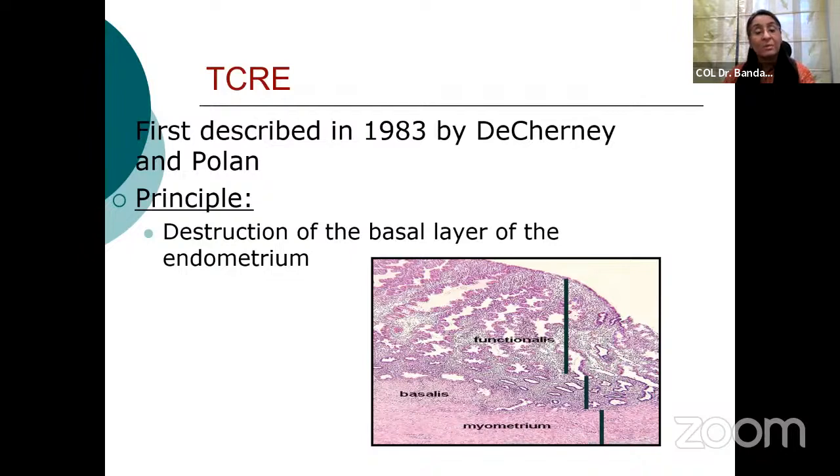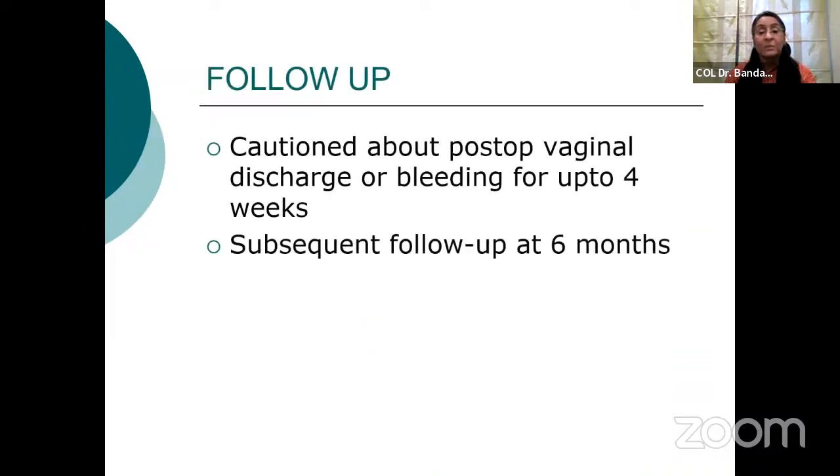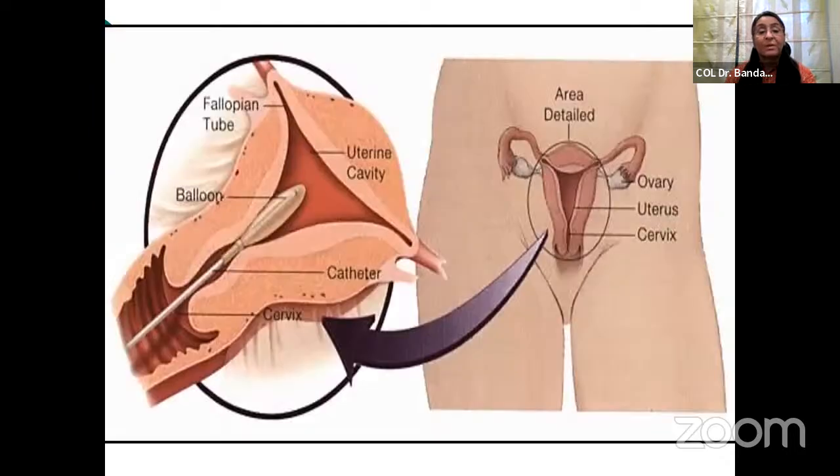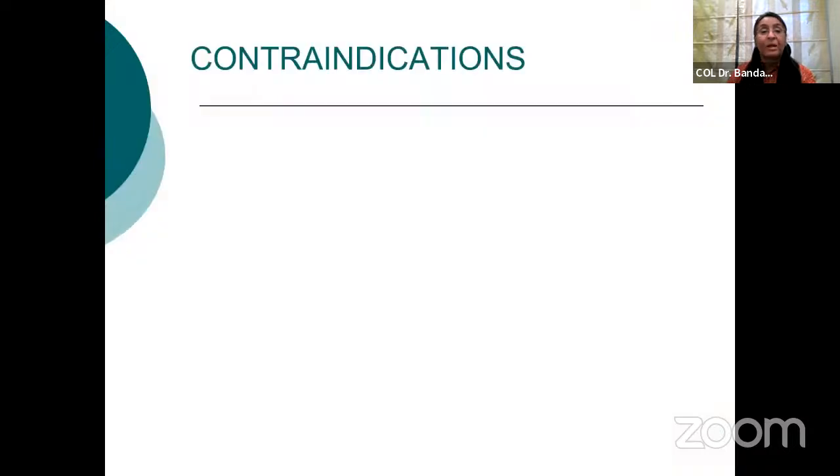And this was first described in 1983. So since then, the ablative techniques have been used. The follow-up of these patients is at 6 months. This is what a balloon looks like in the uterine cavity, where this is a thermal balloon, where it is distended inside, it ablates the endometrial lining. This is how it is inflated, and this is how the thermal ablation is done.